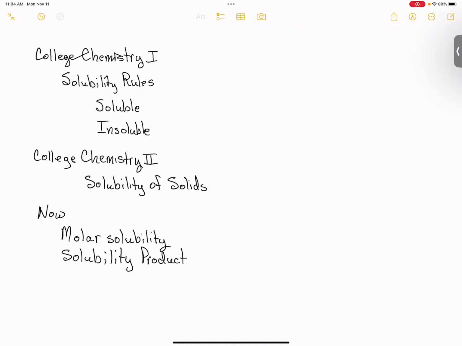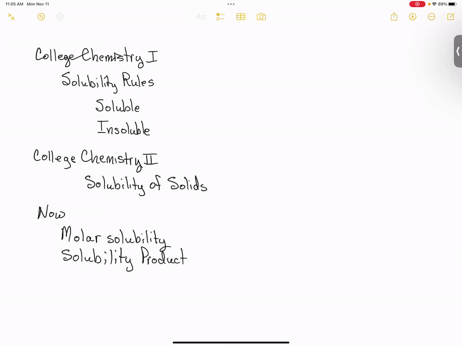Okay, if not, we are going to get started into today's information. I'm going to start by reminding you a little bit of things that you have already encountered. In College Chemistry 1, I think it's around chapter 7 of our textbook, it talks about the solubility rules. And the solubility rules are specifically associated with ionic compounds. Ionic compounds being compounds that contain a metal cation.